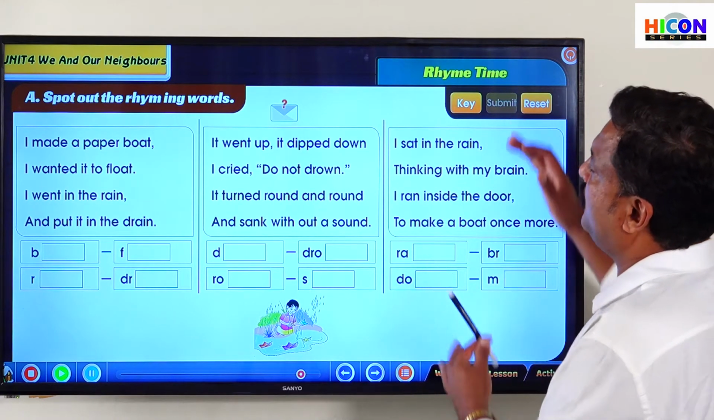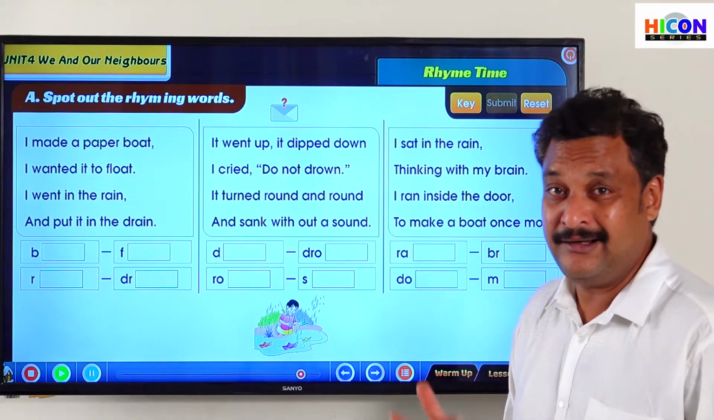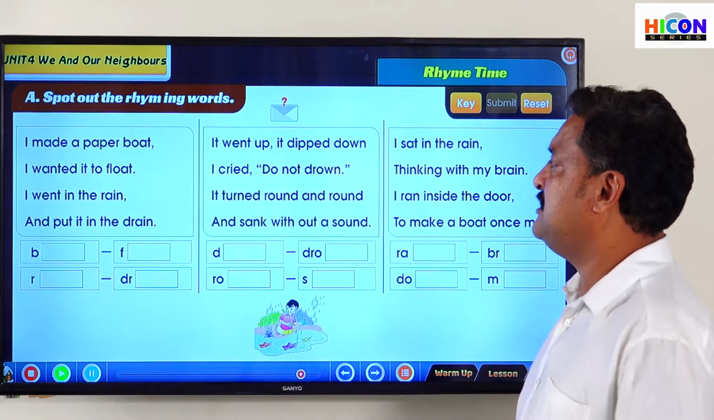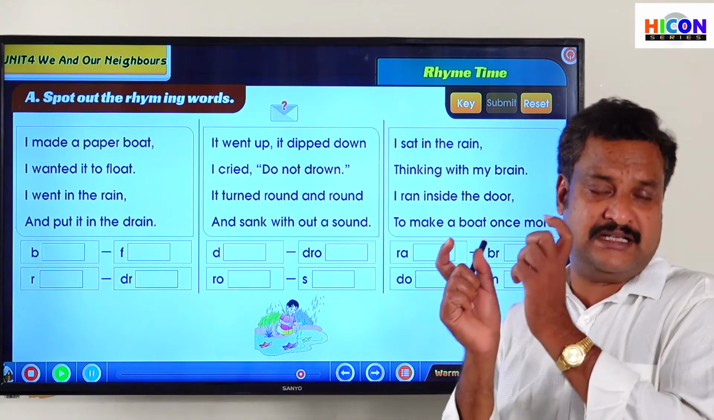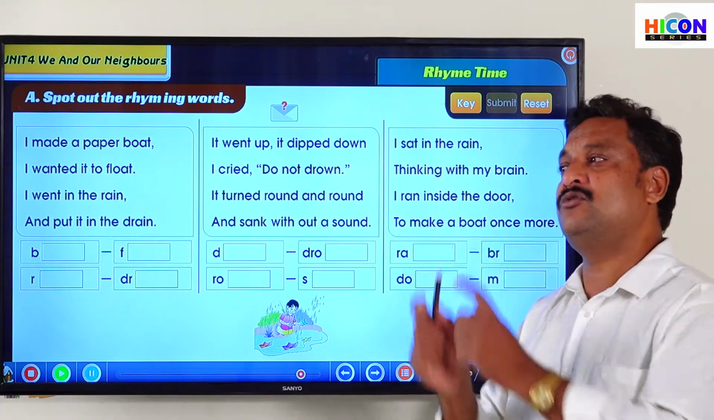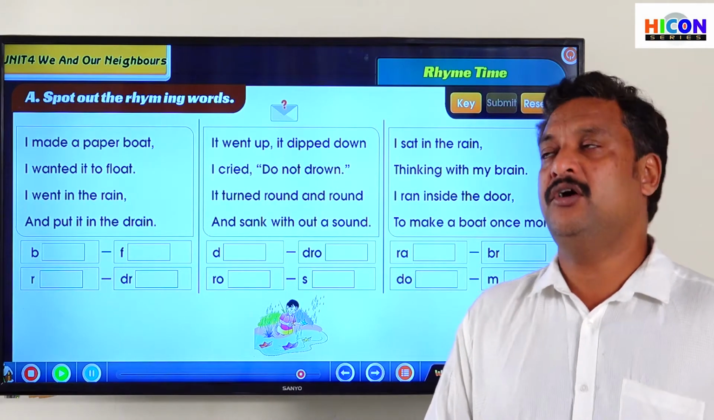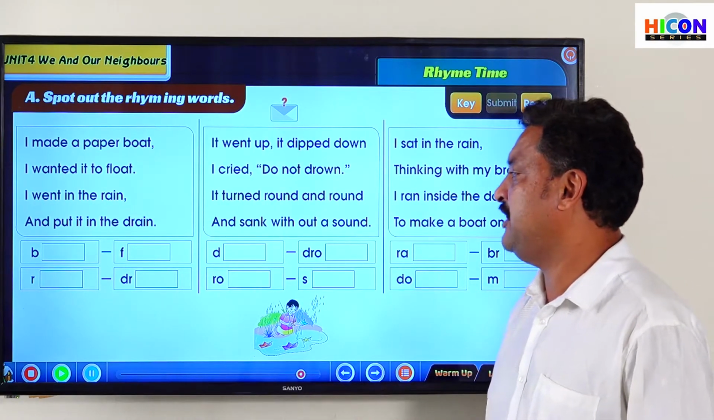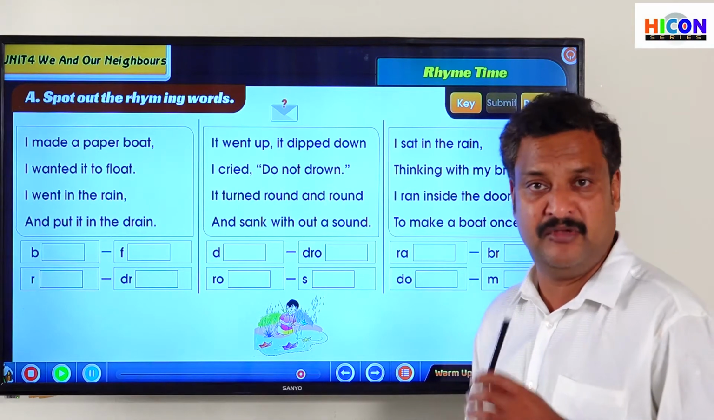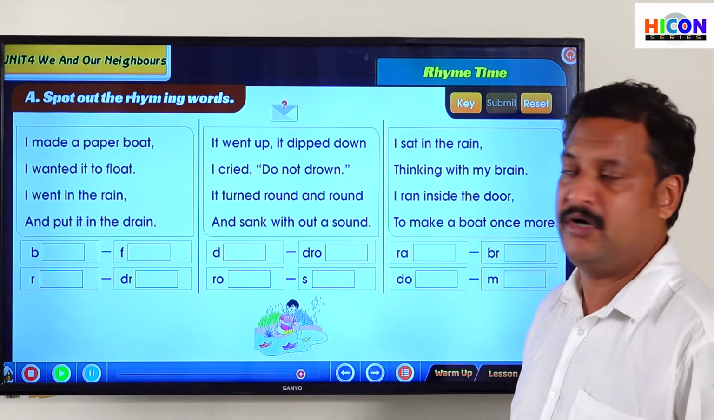So this is the poem here, and we need to identify the rhyming words. What do you mean with the rhyming words? Yes, the words which have the same ending sounds are called rhyming words. If the ending sounds of two words are the same, then we call them rhyming words. Okay, so in this poem we have a good set of, yes, 2, 4, 6 sets of rhyming words. So we will identify them now one by one.